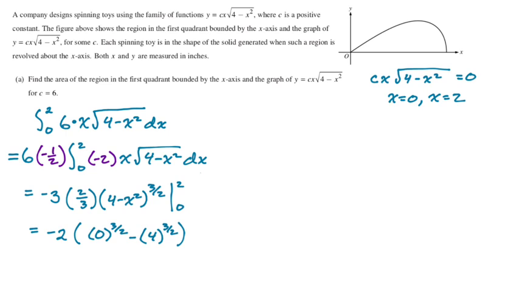Now, this is a non-calculator question, so you can stop right here. There's no reason to really simplify this. I'm going to keep going. So it's negative 2. And then the square root of 4 is 2. Cubed is 8. So it's negative 8. And so overall we get 16.